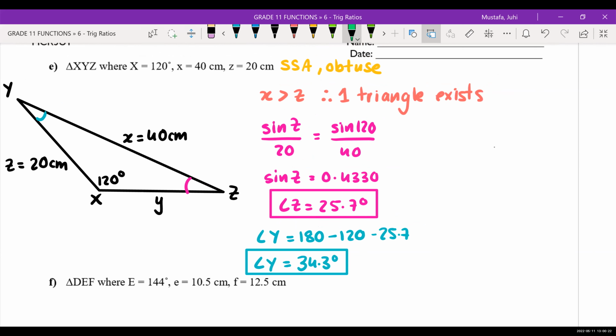And then finally, to figure out side length y, we're going to do sine law again. So y over sine y, which is 34.3, is equal to, and it doesn't matter what you use, I'm going to go ahead and use 40 of the x's. So 40 over sine 120. The calculation for this is going to be sine 34.3 times 40 divided by sine 120. And it's 26.09, so it's going to be 26.1 centimeters.